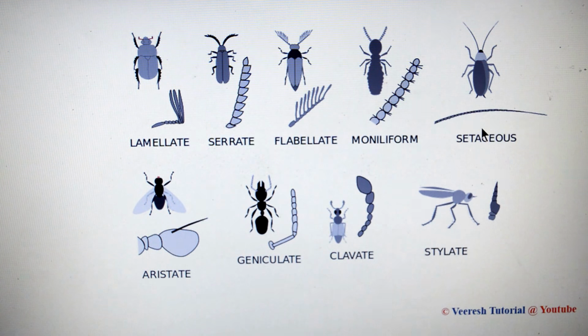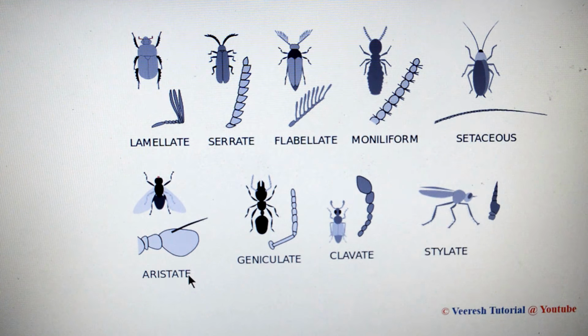The fifth one is the setaceous type. It is also called the bristle-like or whip-like antenna. Here the size of the segments decreases from base to apex. You can see here from base to apex the size of the segments decreases. This type of antenna is present in leafhoppers, dragonflies, damselflies, cockroaches, mayflies, stoneflies and caddisflies.